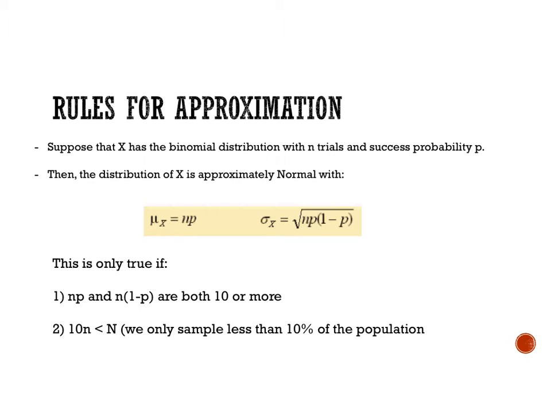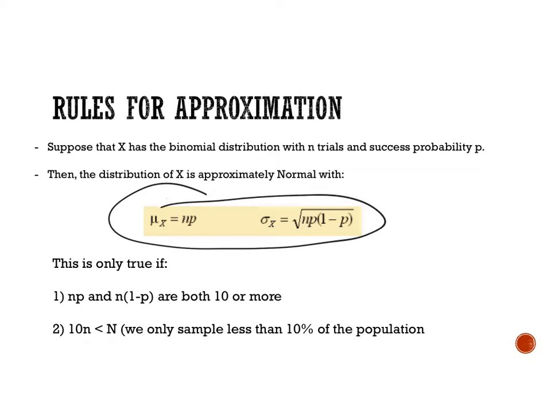So we have this binomial situation where x again is our random variable. We have n trials, we have a probability of p. And so then the distribution here, we've got mu of x equals np. We've got the standard deviation of x is the root of npq, or np(1 minus p).